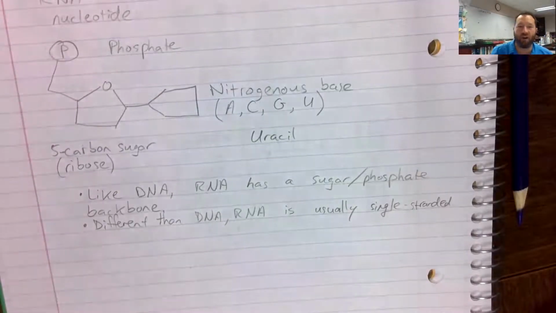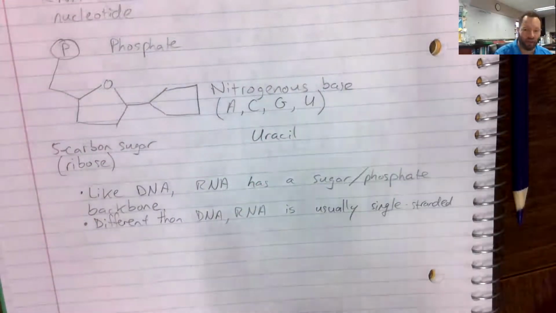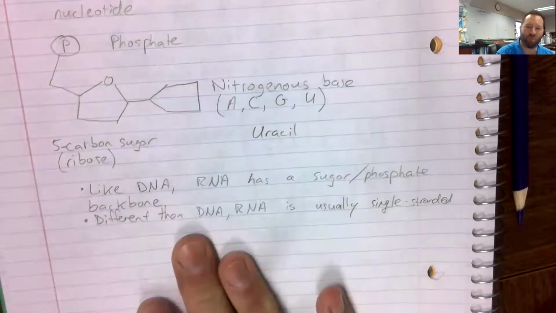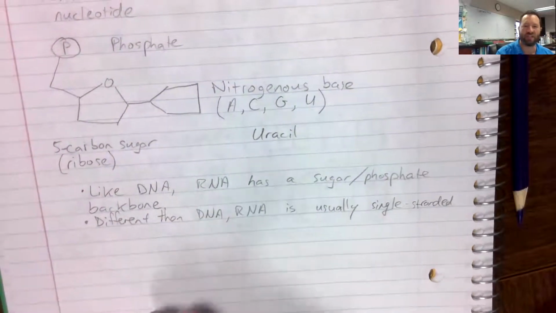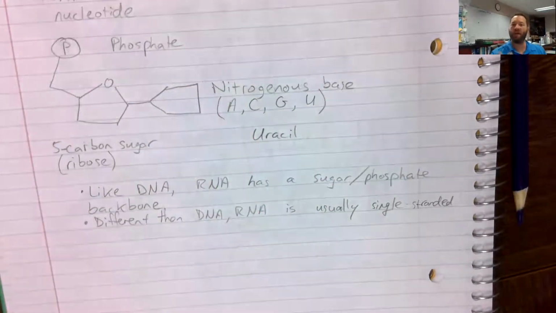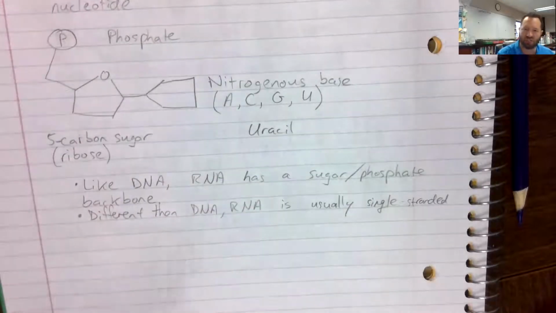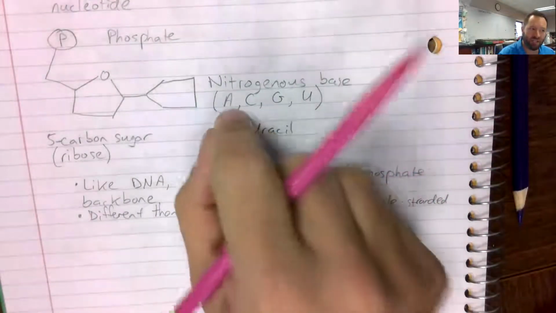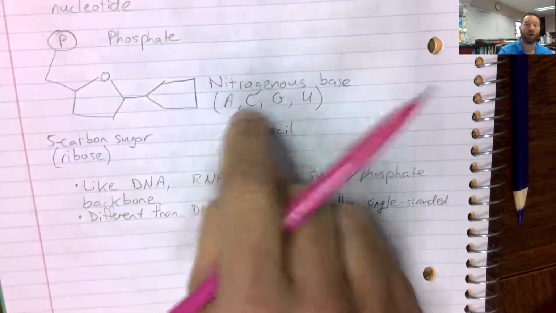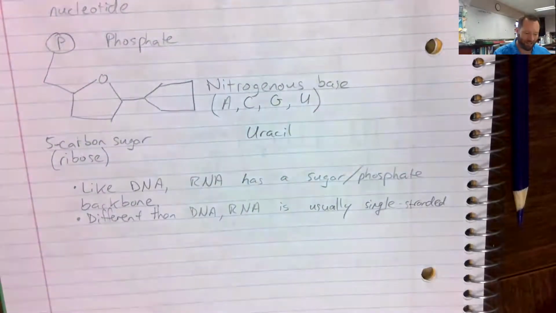Different than DNA, RNA's bases do pair up, but they don't stay paired up. So different than DNA, RNA is usually single-stranded. Again, the base pairing rules still apply. C always pairs with G, G always pairs with C, T would always pair with A, and A always pairs with U. Remember, U, it's RNA, it's not DNA.